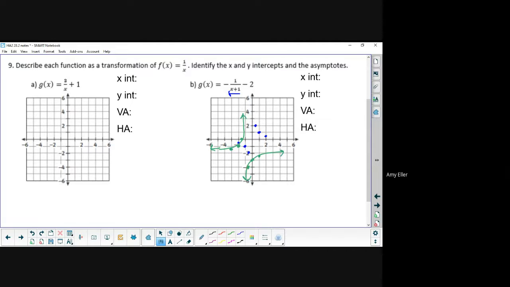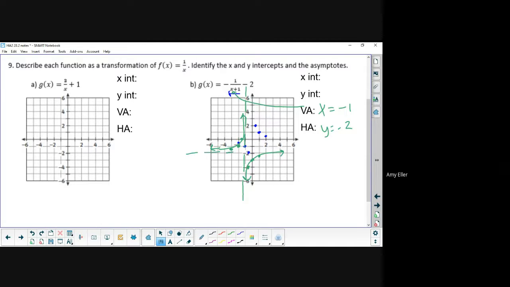Jonathan, what do you have for your vertical asymptote? Vertical, I have x equals -1. Yes, it is right here. It makes sense that there would be no values at -1, which is why there's an asymptote there. Jonathan, what do you have for the horizontal asymptote? y equals -2. Good, right here.